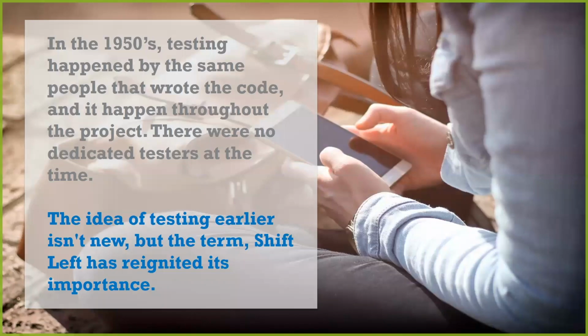When we look back over the last 70 years, testing has changed quite a bit, especially for the tools that have hit the market. But testing actually occurred by the same people who wrote the code 70 years ago in the 1950s. In those scenarios, with regards to software development, it actually happened throughout the project. There were no dedicated testers at the time. So this idea of shifting left, this idea of testing earlier, isn't exactly new, but the term shift left itself has really reignited its importance.